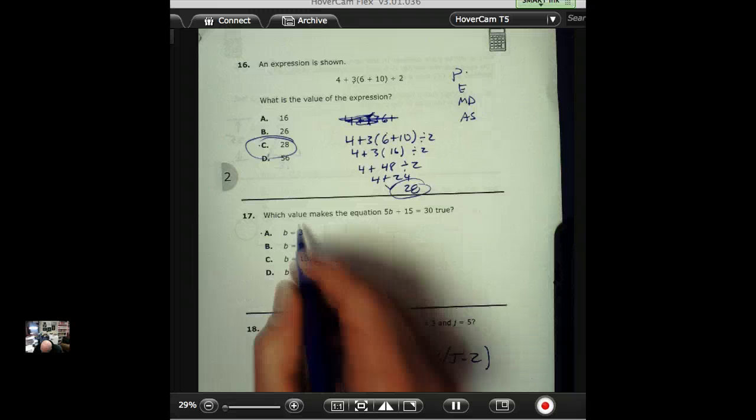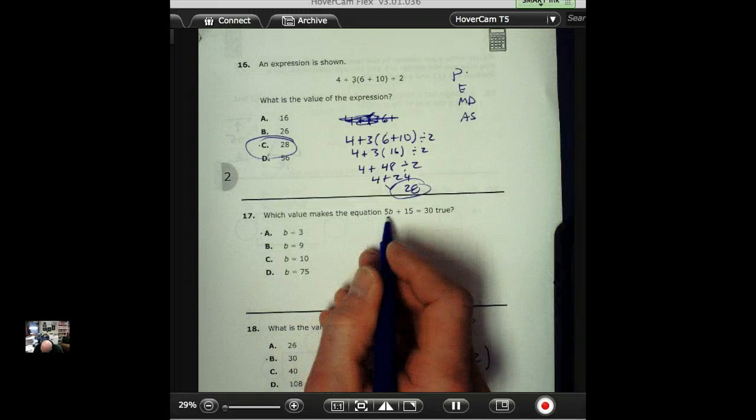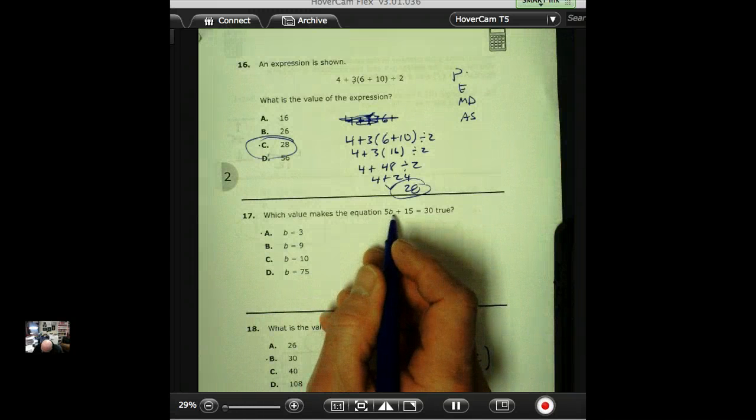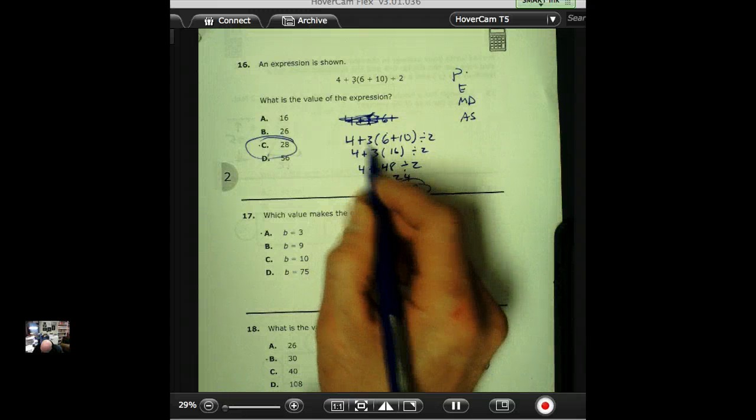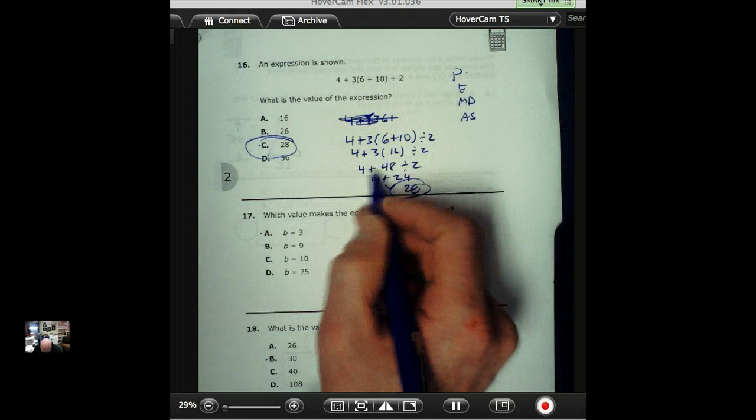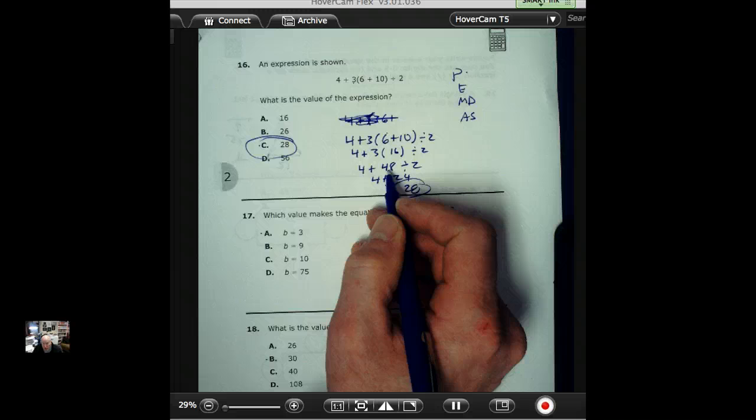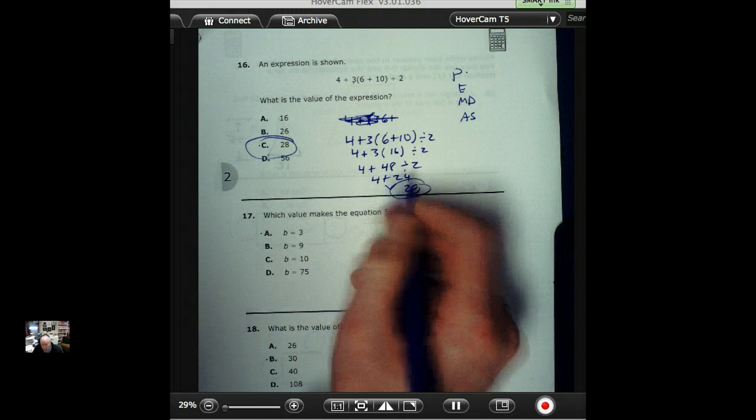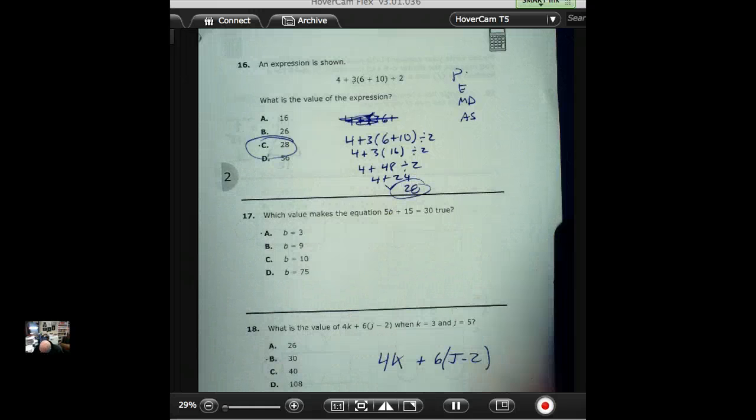I'm going to go back here. This is never going to be 4 plus 3, because once you do 3 times 16, your option here would be 4 plus 48. But you can't do that either. You can't do the addition until you do the division. So just want to clarify.